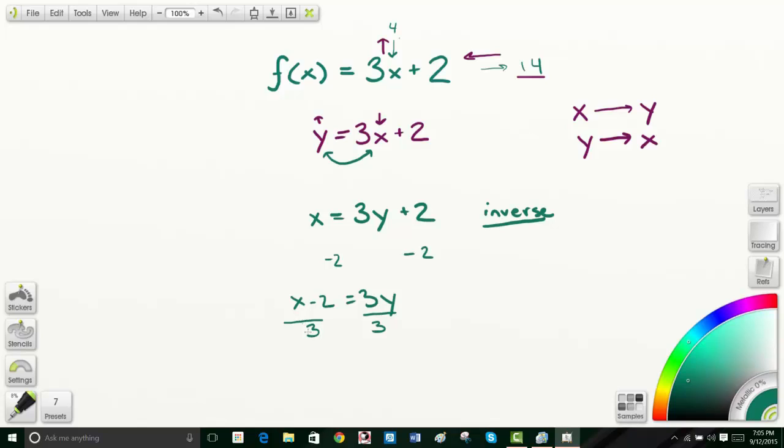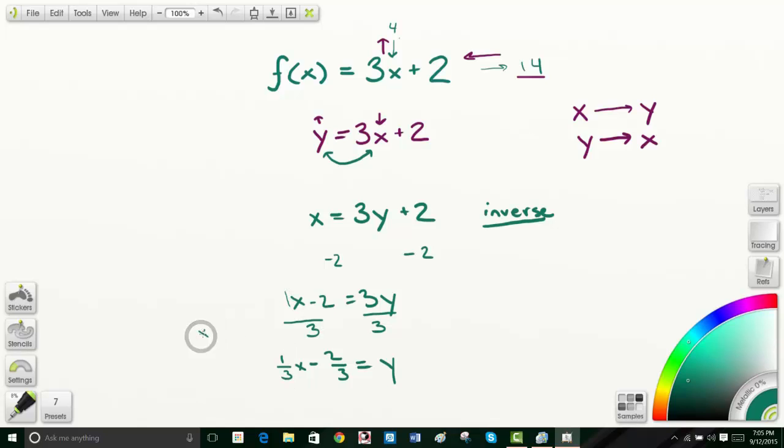Remember, it kind of has a distributive effect. x divided by 3 and negative 2 divided by 3, that's going to basically be 1/3 x minus 2/3 equals y. Now just a short math moment here. If you're wondering, where did I get 1/3? Remember, x is just 1x. So when I divide by 3, I can write that as 1/3.